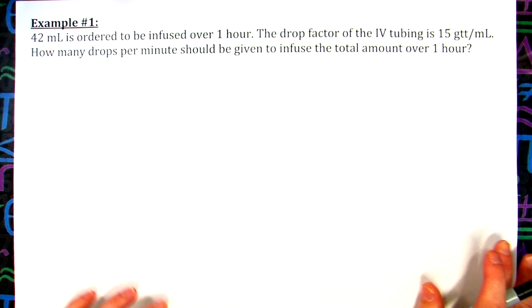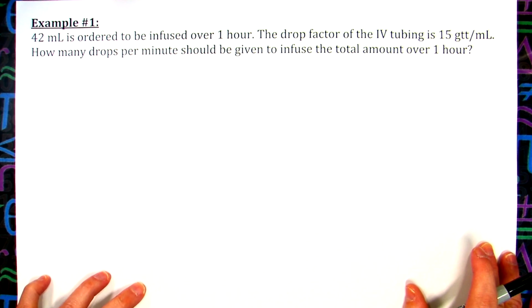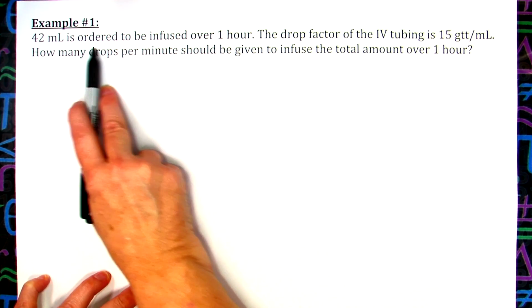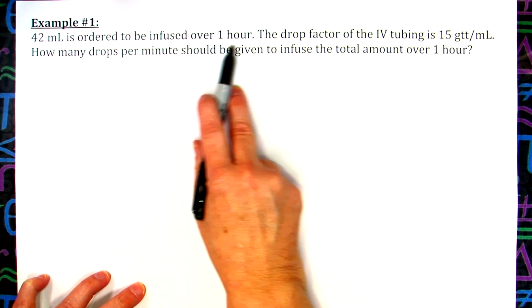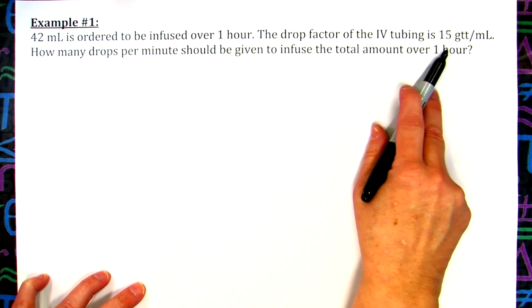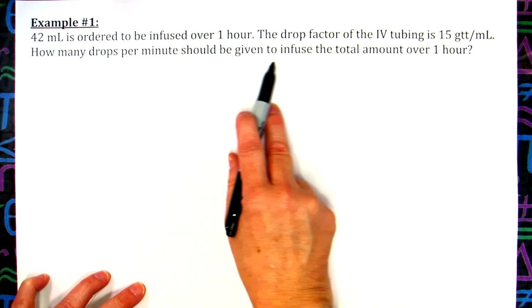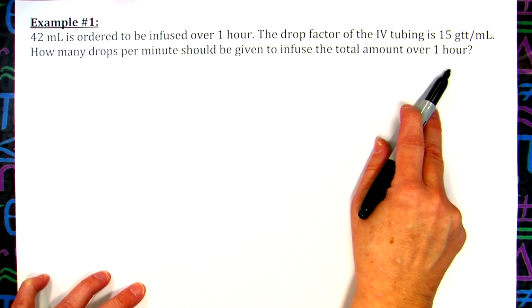In this first example, we're going to be taking a look at some dosage calculations that involve an IV. We've got 42 milliliters ordered to be infused over 1 hour. The drop factor of the IV tubing is 15 drops per milliliter. How many drops per minute should be given to infuse the total amount over 1 hour?